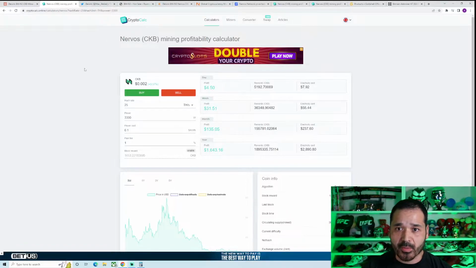So going on the CryptoCalc website and putting it in, 25 terahash, 3,300 watts. This is at a 10 cent kilowatt hour. Your profit right now, as it stands, would be $4.50, which doesn't look too bad until you factor in that this is what the profitability is going to be with the current hash rate. So keep in mind, this K7 being so much more efficient, and then even this guy releasing, right? The hash rate is going to increase dramatically.